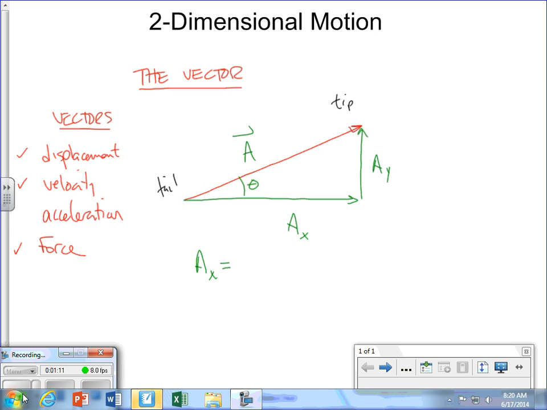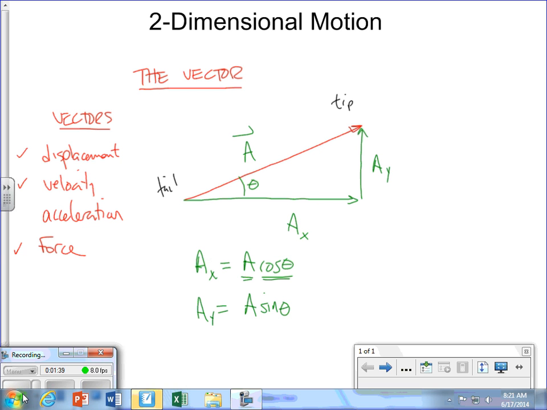I'm not going to go through the derivation because it's simple stuff. But at this point, if you don't know it, just memorize that. Well, excuse me, don't memorize it. It's right in the reference table. If you want to find the horizontal component of a vector, it's the magnitude of the whole vector times the cosine of the angle that it's at. Similarly, if you want to find the vertical component, it's A times the sine of theta.